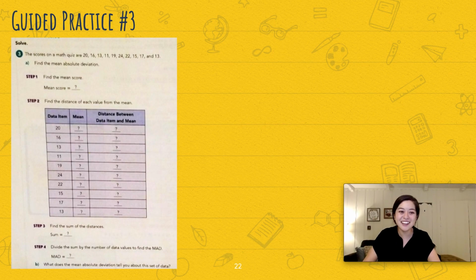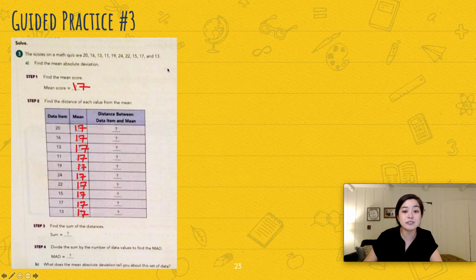Hi again. All right, I think you're ready. We're going to find the mean score. So that means we're adding all of these values up and dividing by how many? 1, 2, 3, 4, 5, 6, 7, 8, 9, 10. And that becomes 17. So I put the mean, 17, in this column.